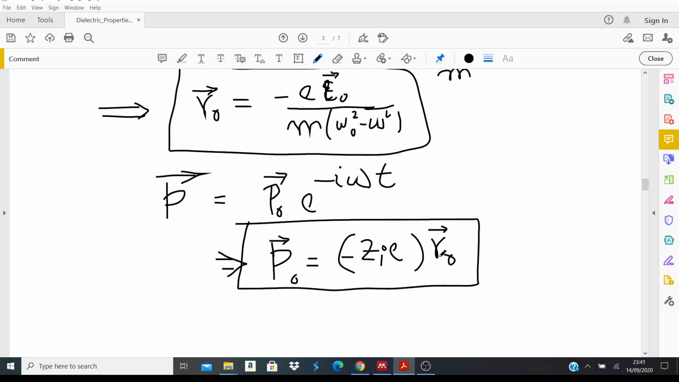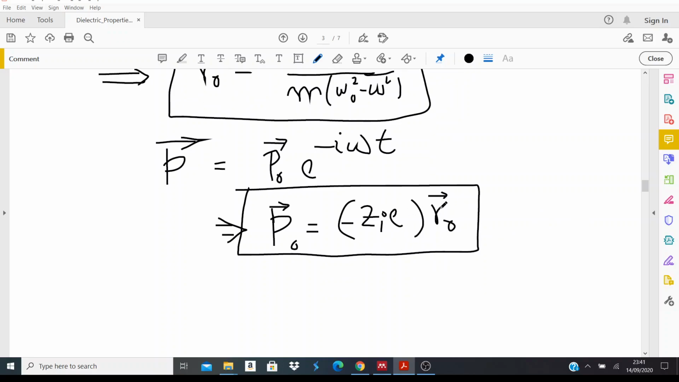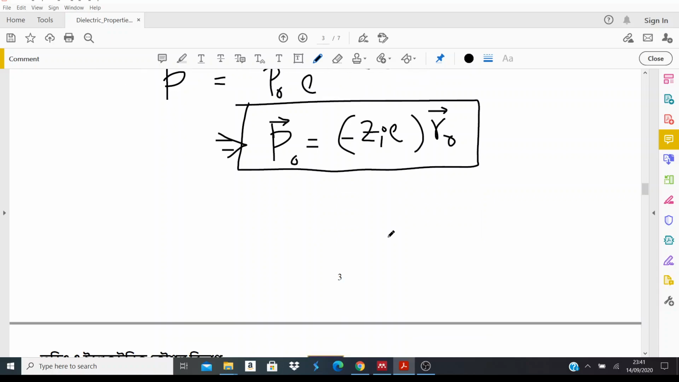Because in the spherically symmetric problem, in the absence of electric field, the charge centers are at the center of the sphere. But now when distortion occurs, we have some displacement of the charge centers for plus and minus charges, and the displacement is of the order of R naught. So that's why P naught is nothing but Z times e, the charge, times the distance. And we are considering this minus sign because the electric field is vibrating the electronic shell, and the nucleus is like a heavy point mass. It's not undergoing any motion, right? That's why we are taking the charge of the shell.